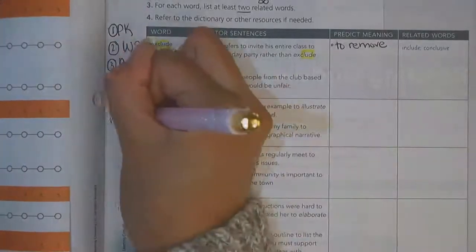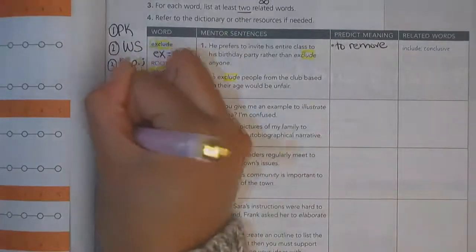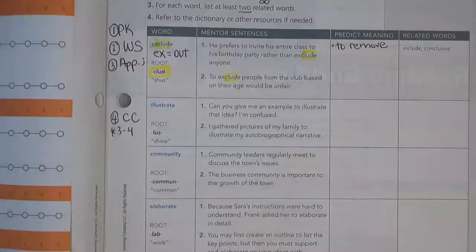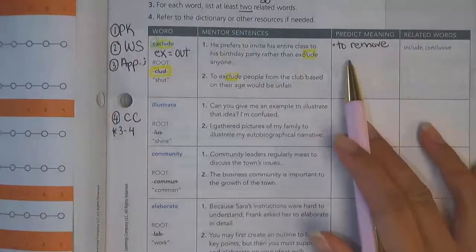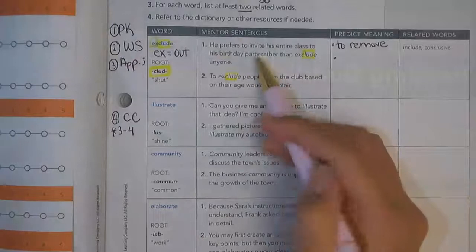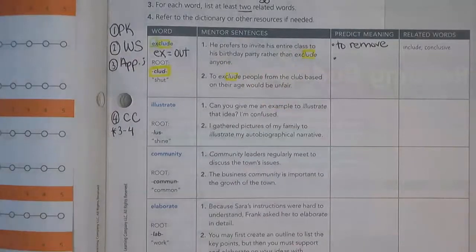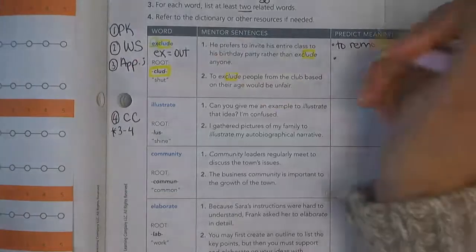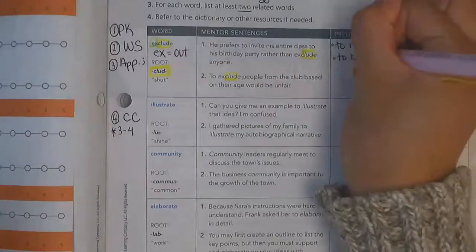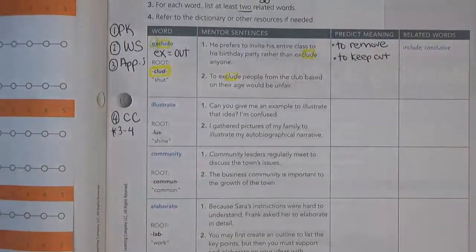Step 4 is your CC, or your context clues. So remember, you want 3 to 4. You're going to read those sentences and try to find some context clues to help you predict some more meanings on this side. It says, he prefers to invite his entire class to his birthday party rather than exclude anyone. In that sentence, the word exclude to me means to keep out, right? He's trying not to keep out anyone from his party. He wants everyone to show up, everyone to be there.